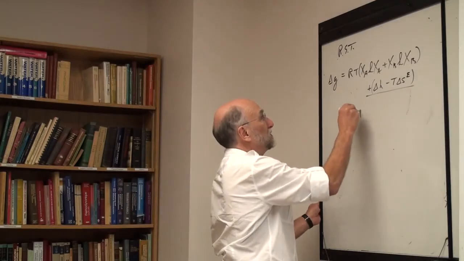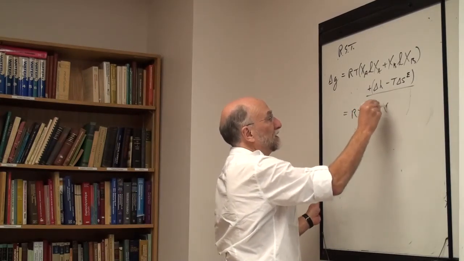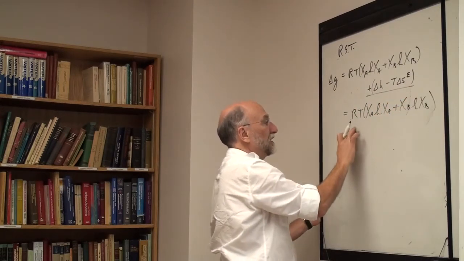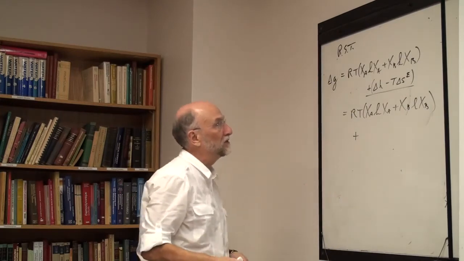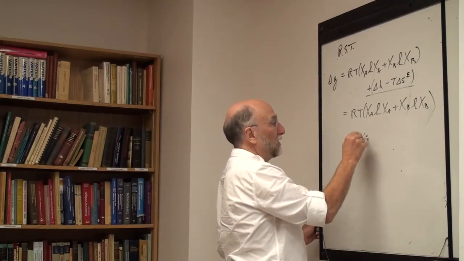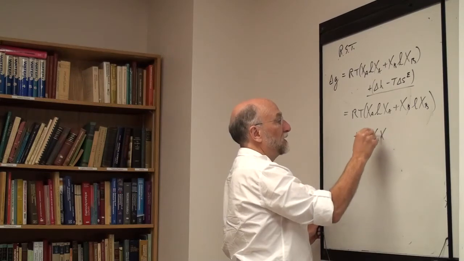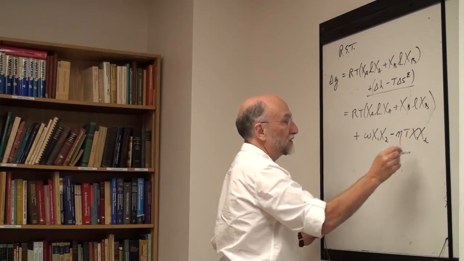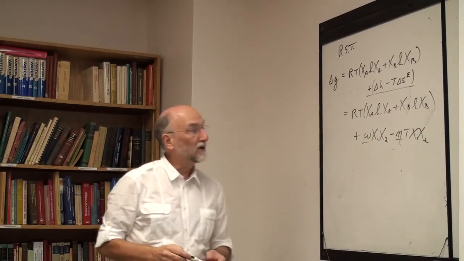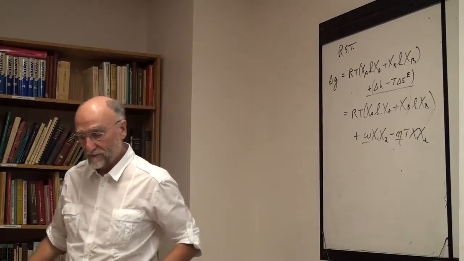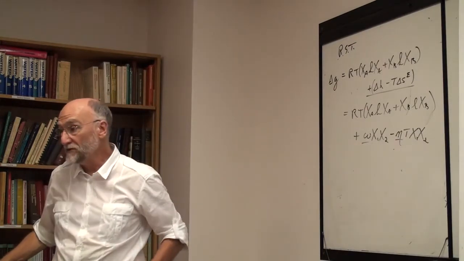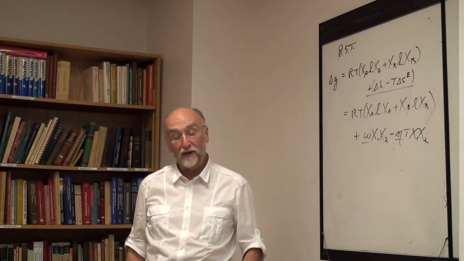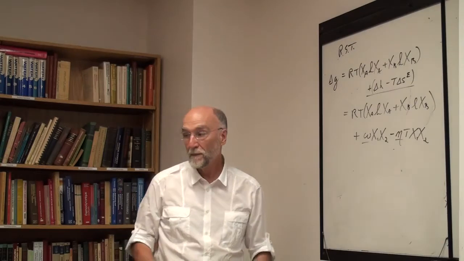So we had delta G as the ideal term, RT (XA log XA plus XB log XB), plus, and remember the heat of mixing was given by a term which I called omega x1 x2, minus eta T x1 x2 if you like, where omega and eta were temperature and composition independent parameters. That's your regular solution theory.